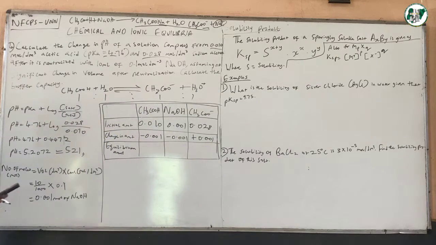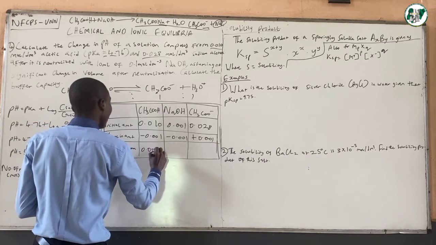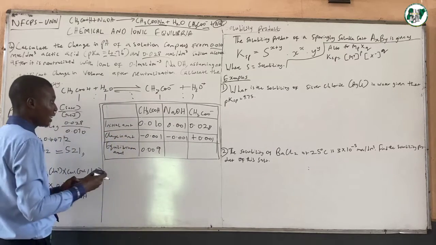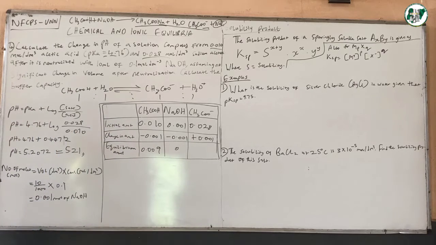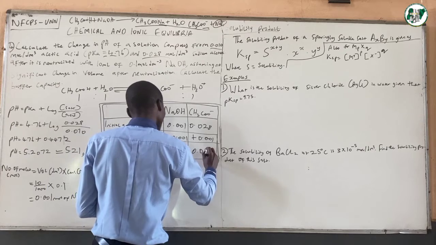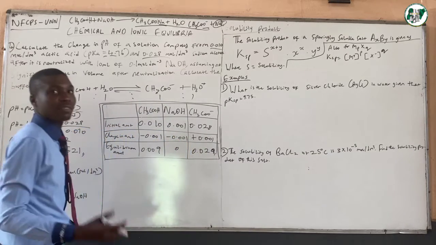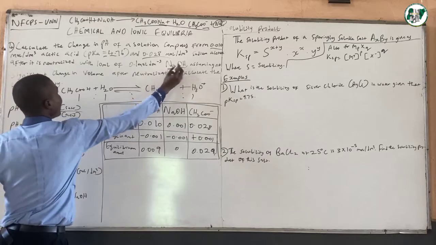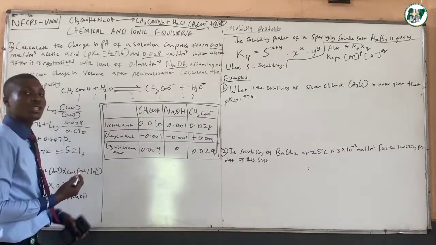So when we do that, we simply do 0.01 minus 0.001, and that's going to give us 0.009. And then for this will give us 0, and then 0.028 plus 0.001, that's going to give us 0.029. So the amount of the salt has increased while the amount of the acid has decreased because of the presence of a base that neutralized this solution. So we're going to calculate the new pH now.